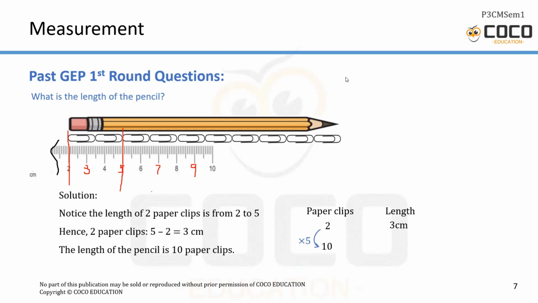So it's times 5. So the paper clips become 5 times, so the length also becomes 5 times. So we times 5, and we have the answer of 15 centimeter. All right, done. So that's all for this question.